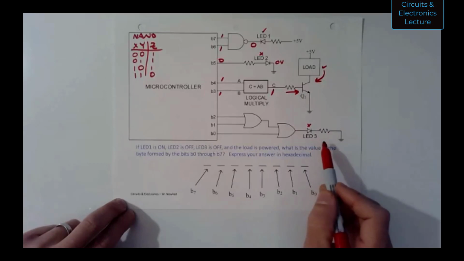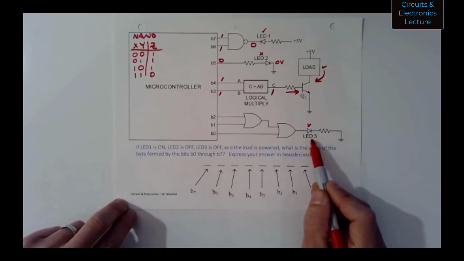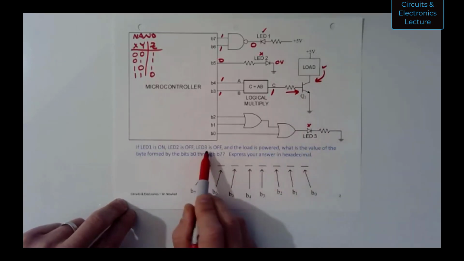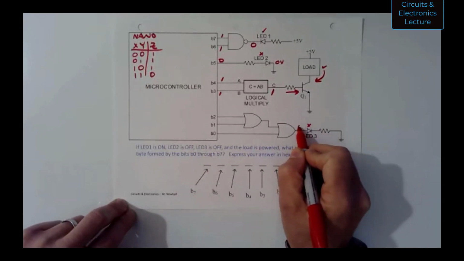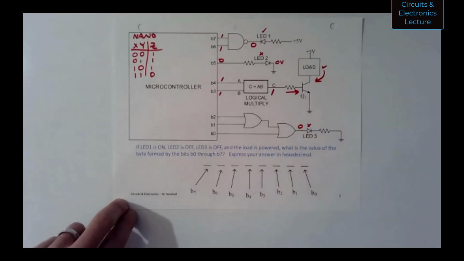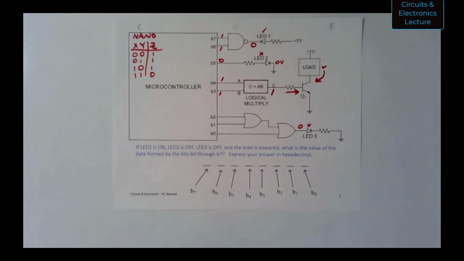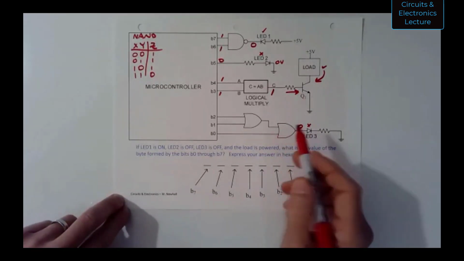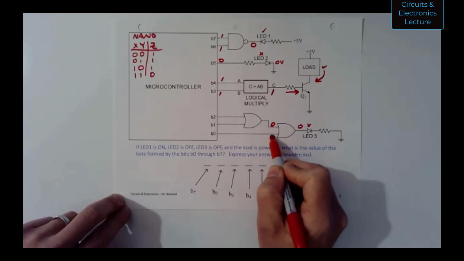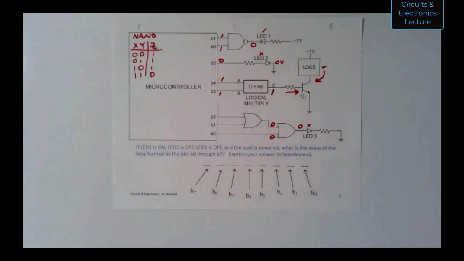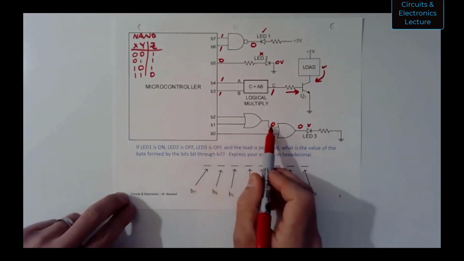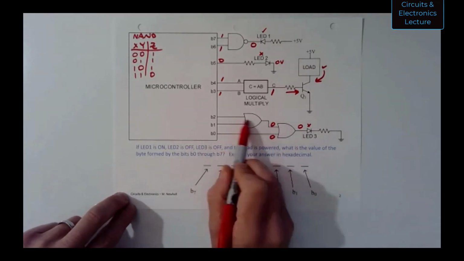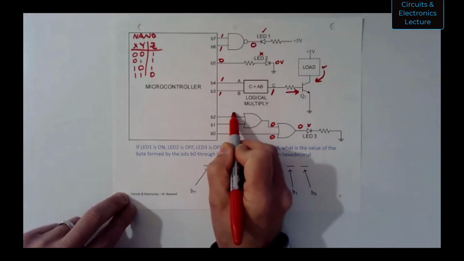Okay, let's see. LED 3 is off. Right now, LED 3 is off. So that means I have a 0 at the anode, right? 0 volts at the anode of LED 3. The only way to get a 0 out of an OR gate is to have both inputs at 0. Okay. And so, let's see, that's 0. And then the only way to have a 0 at the output of this OR gate is also 0.